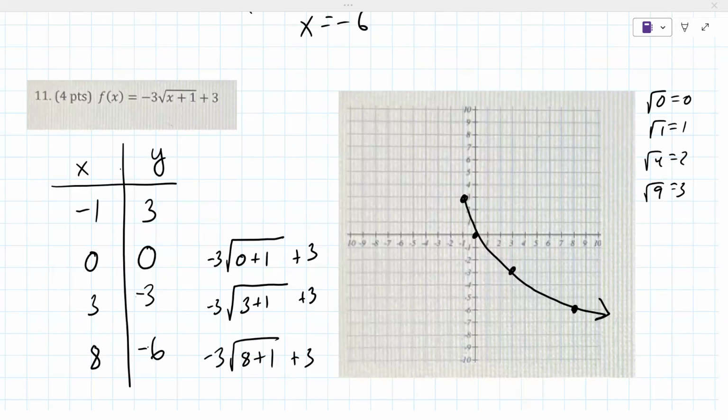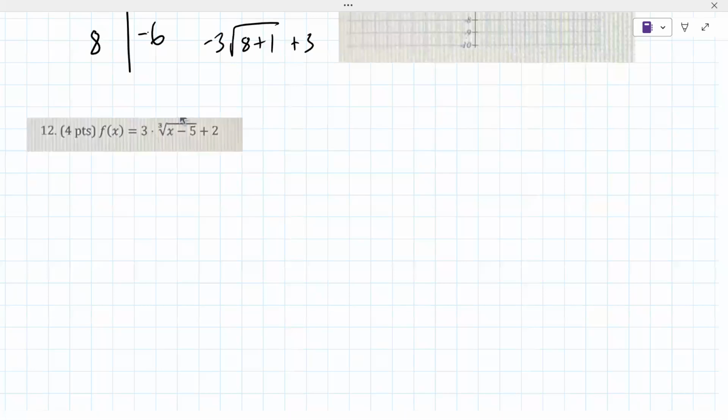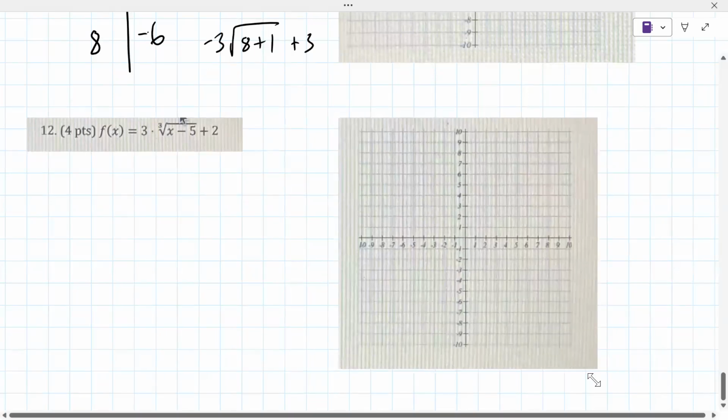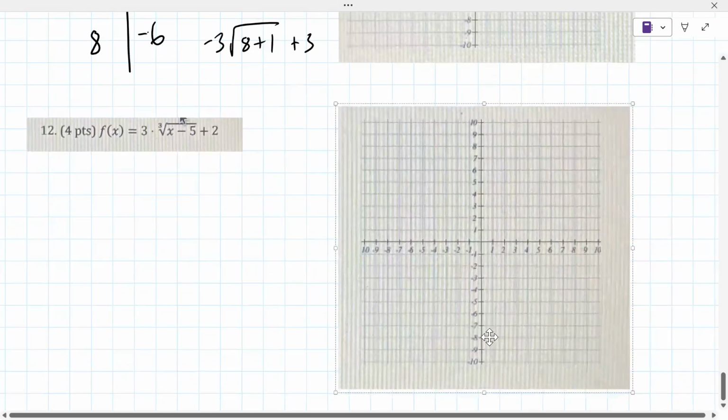All right, let me know when you get all that down. We'll move to 12. You got it? Very, very similar. We're going to make a table again, and then we'll graph the points. Each of these has what's called a different parent function. You know, you look like your parents, some combination thereof. Even if you don't think you do, we all kind of look like our parents.